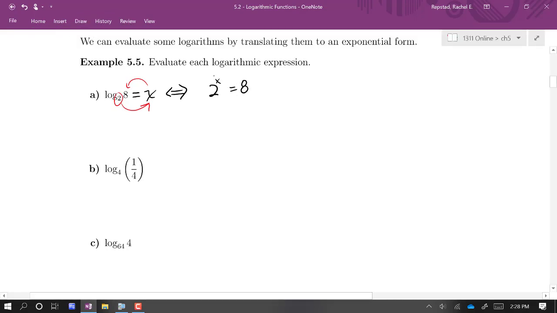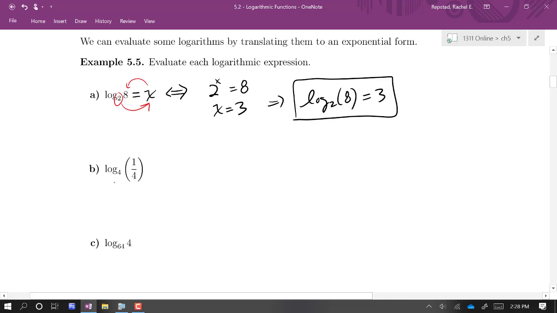Well, what power do I put on 2 to get 8? Again, these are convenient numbers, so I don't need a calculator. That is x equals 3. And so that means that log base 2 of 8 is equal to 3.